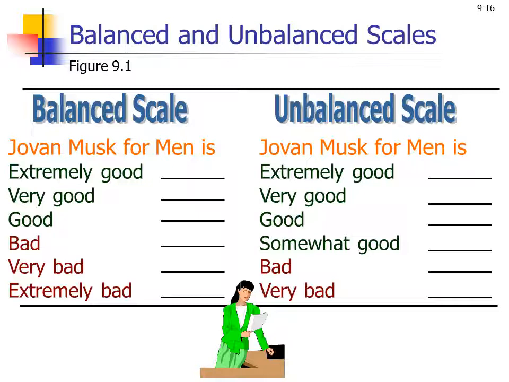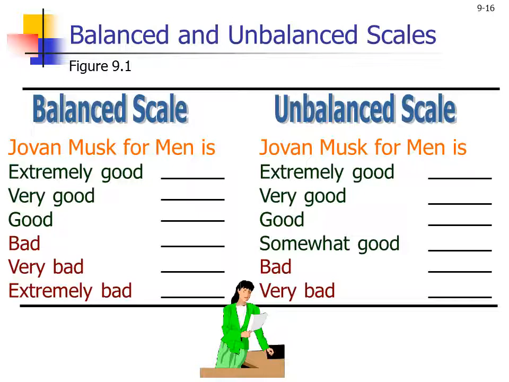A balanced scale is a scale with an equal number of favorable and unfavorable categories. In an unbalanced scale, they are unequal. Some examples of balanced and unbalanced scales are given in this figure.